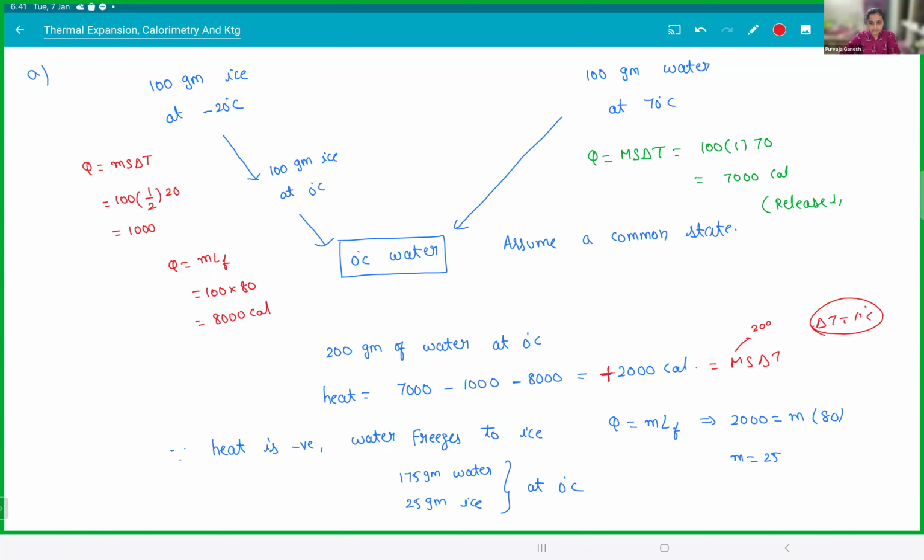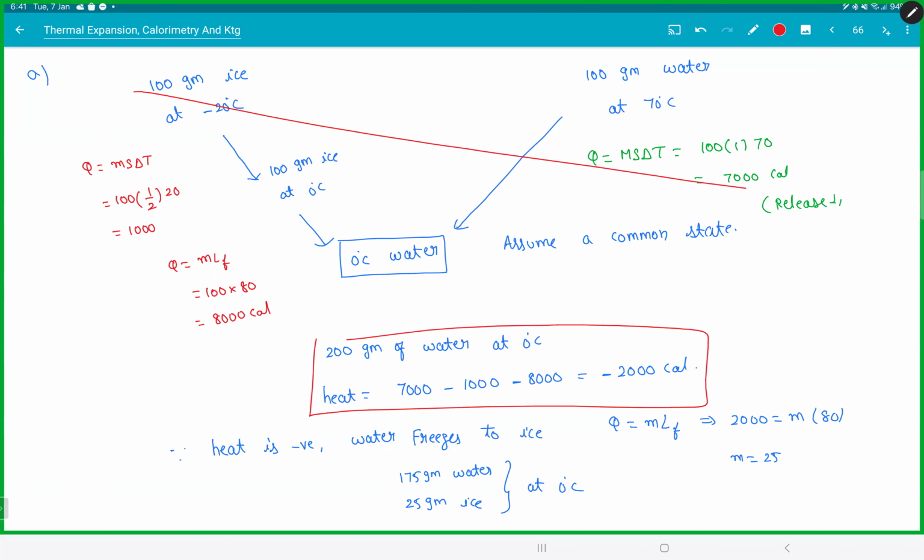Does that make sense? See, forget about the question. I'll tell you what happened here. Once I got till this part, forget about all this thing. Now, this is a new question. You have 200 grams of water at 0 degrees, and I removed 2000 calories of heat. What will happen?